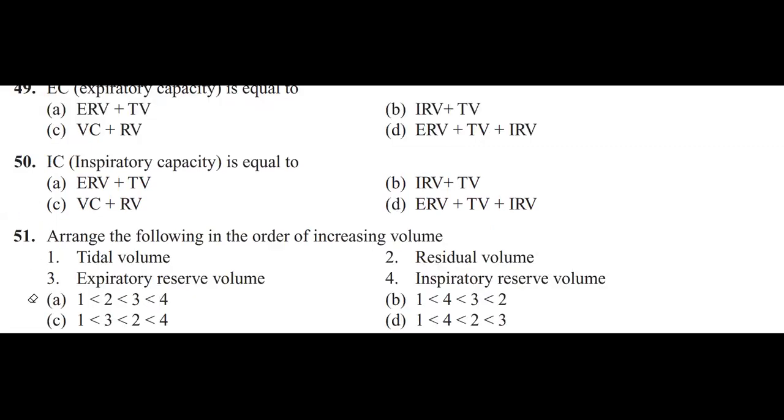Right. The last question. Arrange the following in an order of increasing volume. So we know that tidal volume is 500 ml. Yes, tidal is 500. Then residual is 1100 to 1200 ml. Yes. ERV is 1000 to 1100. Inspiratory reserve volume is 2500 to 3000. So 1, 3, 2, 4. The option is what here?